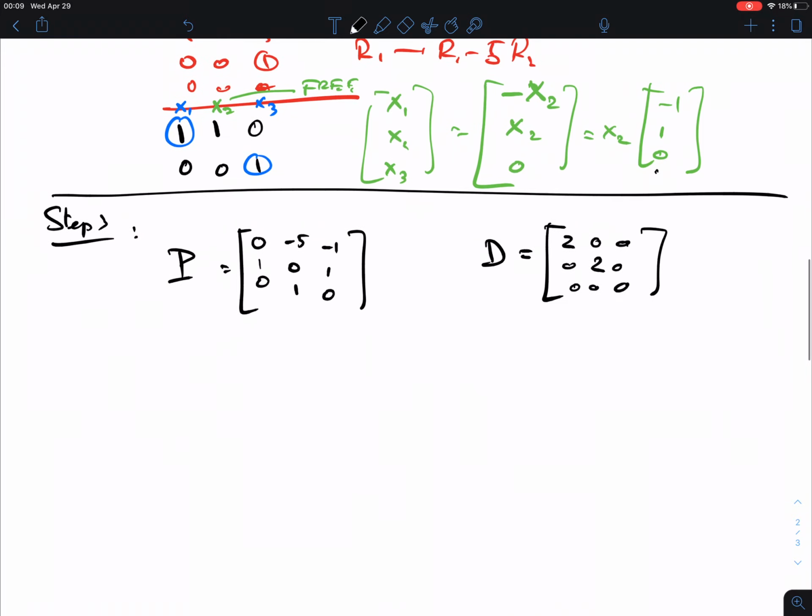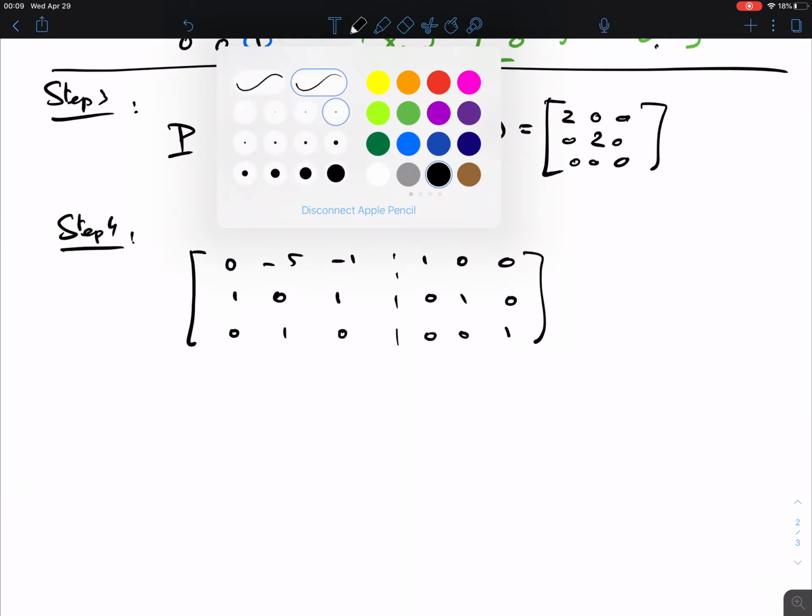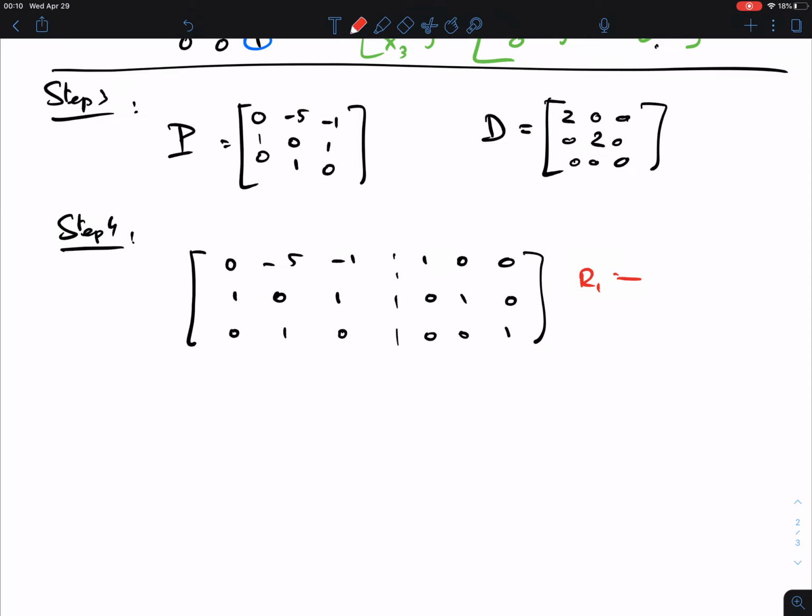Okay, so that's P, but we need also P inverse. Be very careful with that. So we copy P and then put the identity matrix behind it. Let's copy it first. We have a pivot in the first column, but it's not in the right row, so we have to switch these two rows.